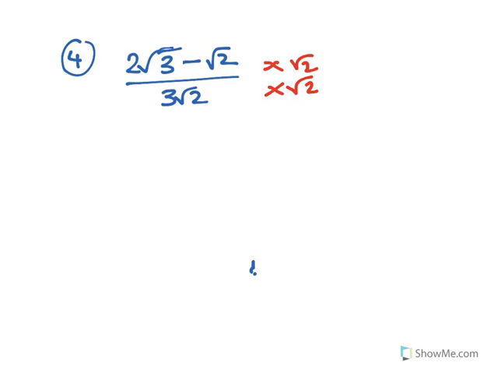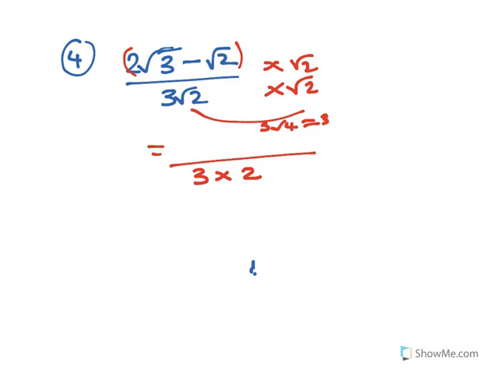Now, I just want to look at one where you might have to simplify after you do it. So let's say this is root 3 minus root 2. Let's go 3 root 2. You multiply top and bottom by root 2. On the bottom, we end up with 3 times 2, because root 2 times root 2 is root 4, which is 2, so 3 times 2 gives 6.